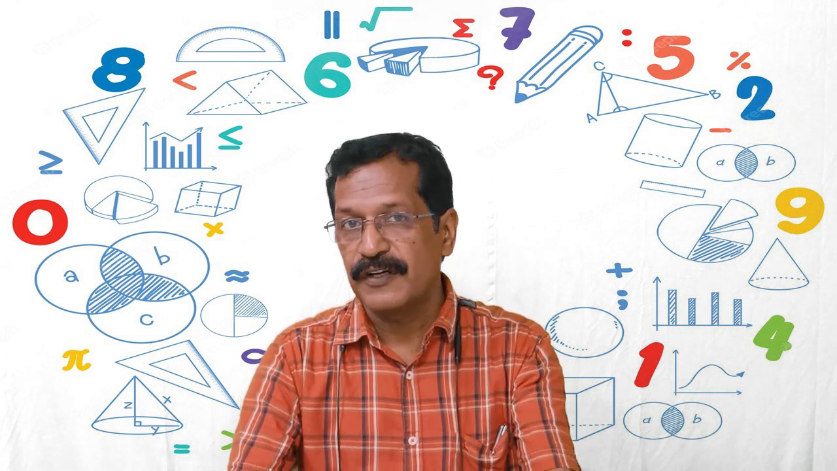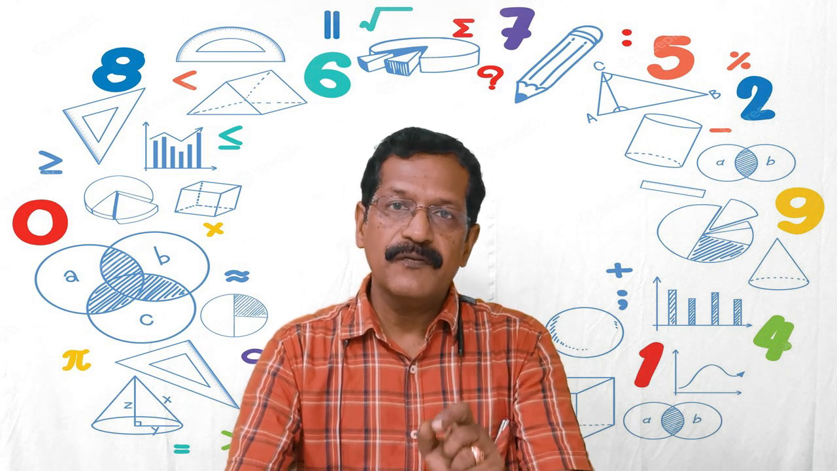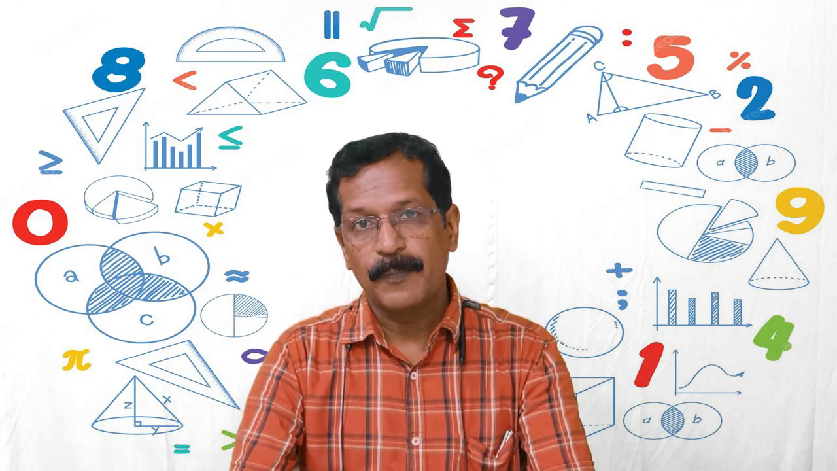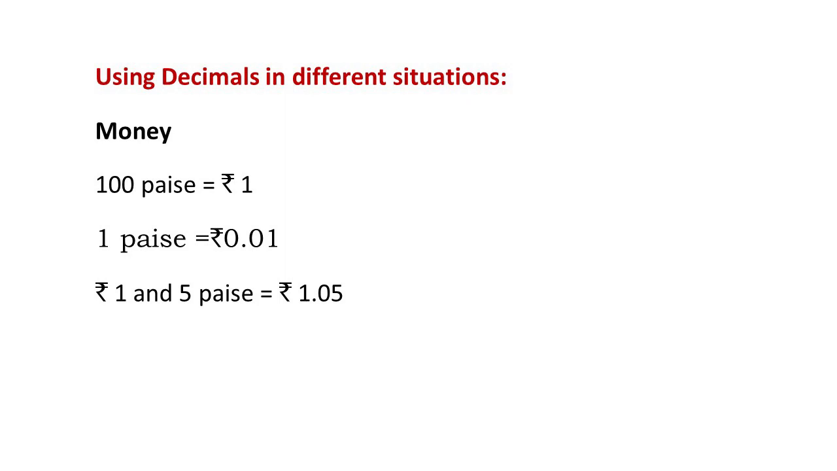Dear children, we can use decimals in different situations. Money transaction time, by using currency or money. Children, we know that 100 paise is 1 rupee. 1 rupee means 100 paise. So what about 1 paise? 1 paise is 1 by 100 rupees. That is 0.01 rupee.